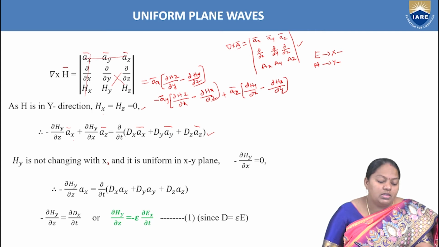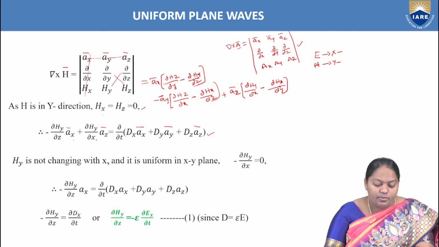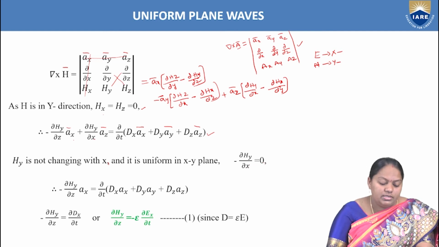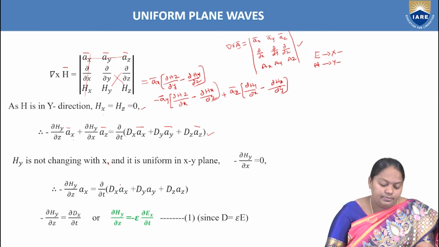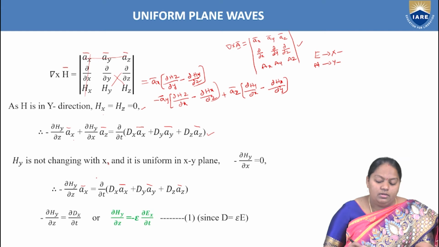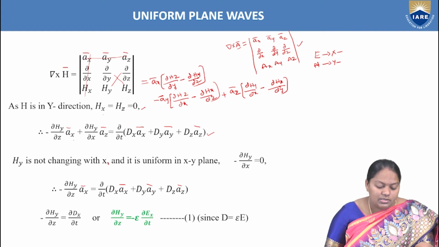So, H is in the y direction means Hx = Hz = 0, and as Hy is not changing with x but it is changing with z. Depending upon that, ∂Hy/∂x, which we have got in the LHS part of that equation, is equal to 0. Hence minus ∂Hy/∂x is equal to 0. Then if you substitute this term by 0, in the LHS part we are going to have minus ∂Hy/∂z into ax equal to ∂/∂t of (Dx ax + Dy ay + Dz az). These are all unit vectors, and we need to write the over bar.